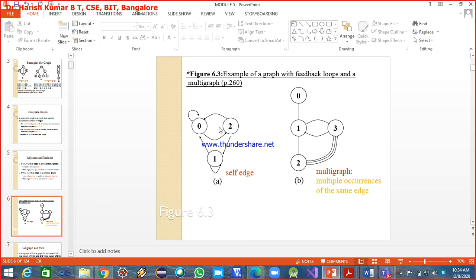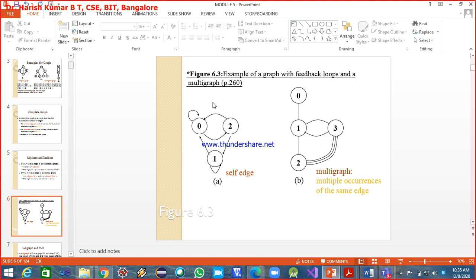And then when I say a graph, it can also have feedback loops, or sometimes we also call them self loops. And the same edge can occur multiple times. Multiple occurrence of the same edge is also possible.